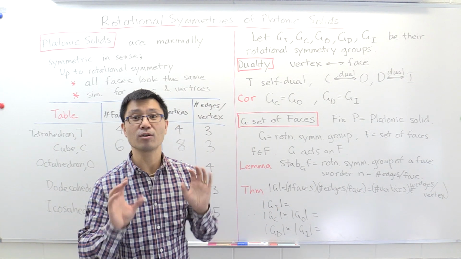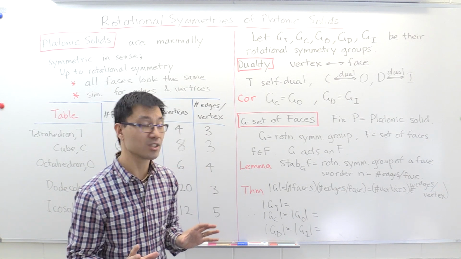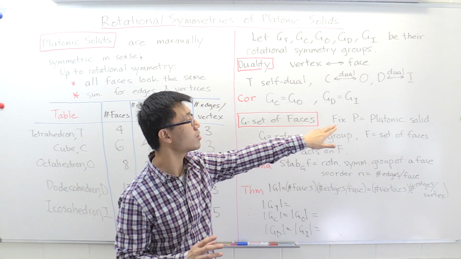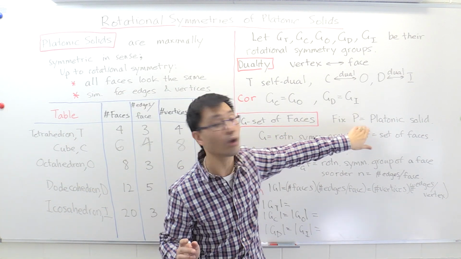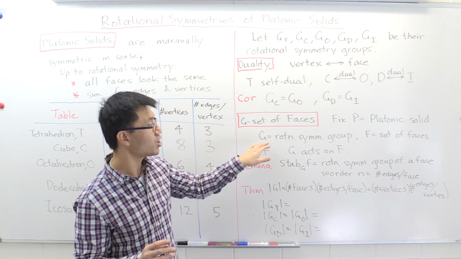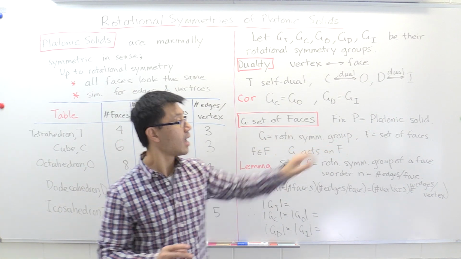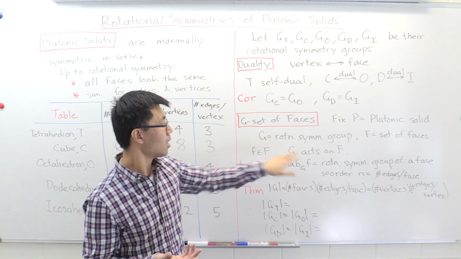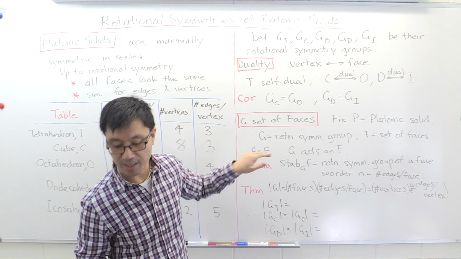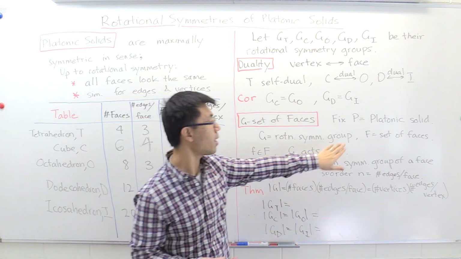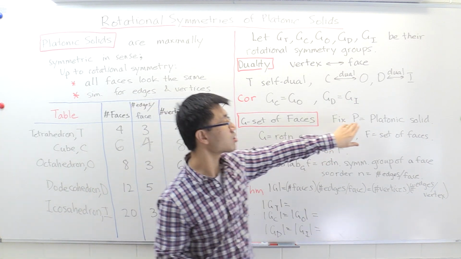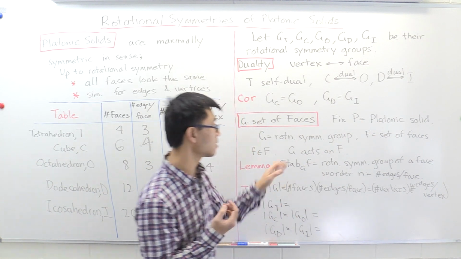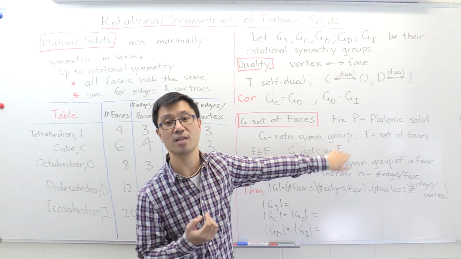Okay, so let's now try to apply some theory of group actions to study these groups. Firstly, what I want to do is fix one of these Platonic solids, and I'll call it P. G is going to be the rotational symmetry group. And F is just going to be the set of faces. We'll let little f be a particular face. And remember, the group G acts not just on the Platonic solid. Since it acts on the Platonic solid, it also acts on the set of faces. So G acts on this finite set of faces F as well.